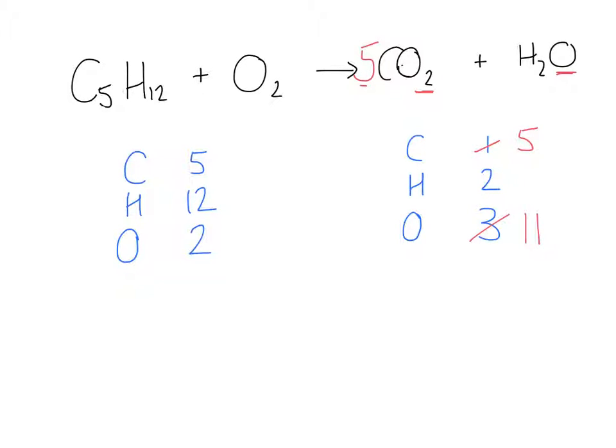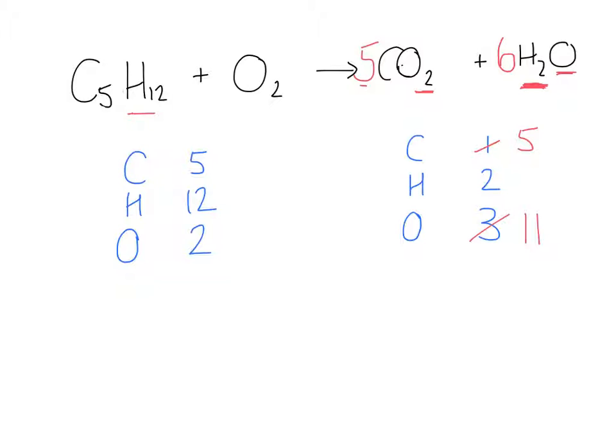Okay, so now my carbons are happy, but still my hydrogens and my oxygens are not happy. It's going to be easier to fix the hydrogens first of all. So you can see I've got 12 on the left and only 2 on the right. So I need to think to myself, any number that I put in front of my water is going to multiply my number of hydrogens by 2 because I've got H2 here. So what times 2 is 12? And the answer is 6. So I put a big 6 in front of the water.